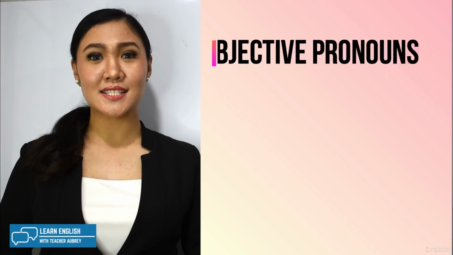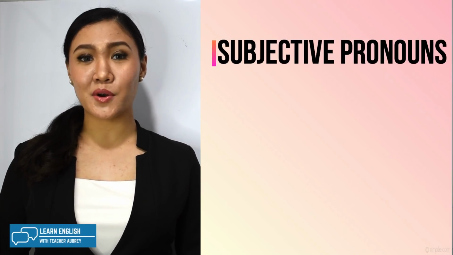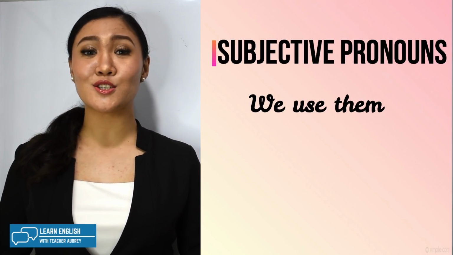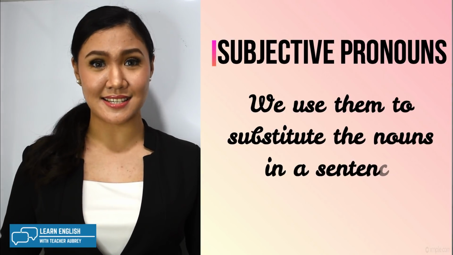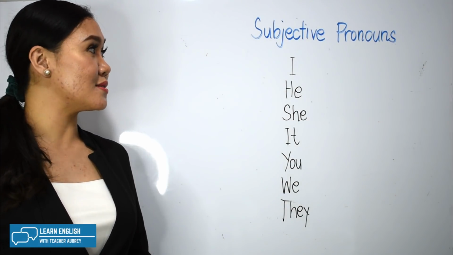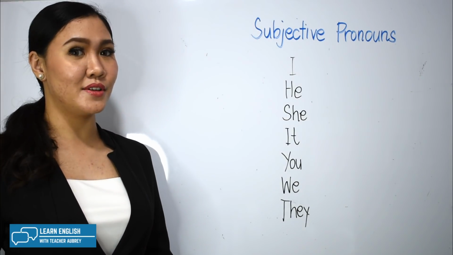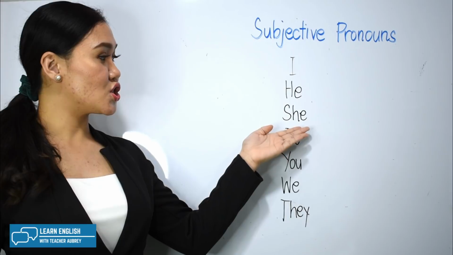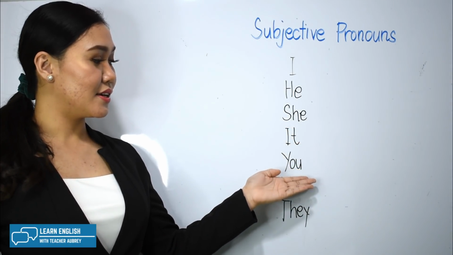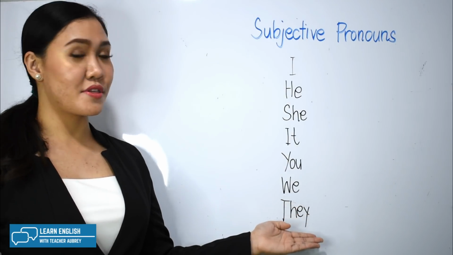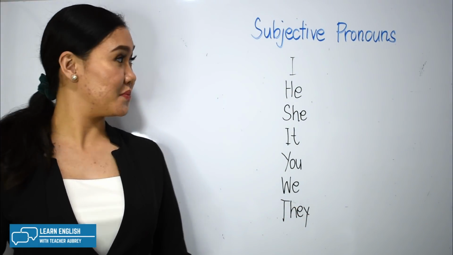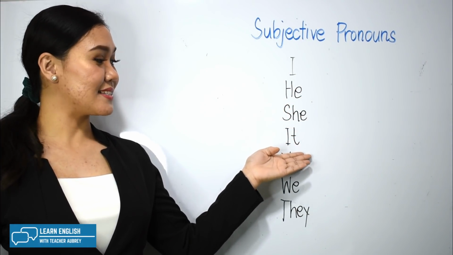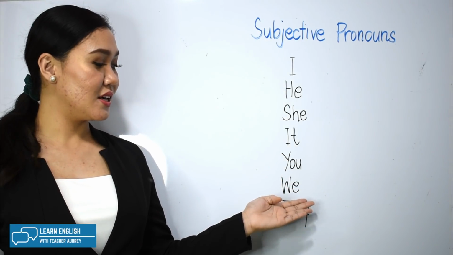Let's begin. Subjective pronouns. Subjective pronouns are very important in the English language because we use them to substitute the nouns in our sentences. Let us take a look at these different subjective pronouns. We have the following: I, he, she, it, you, we, they. Repeat after me. I, he, she, it, you, we, they.